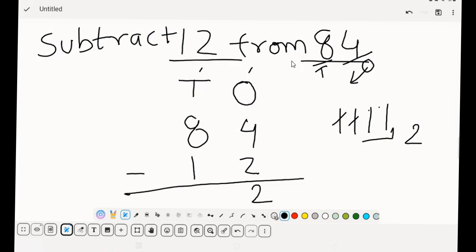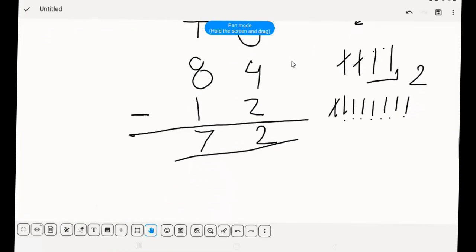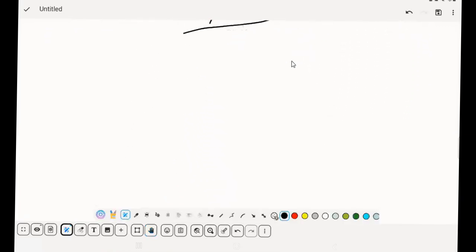And then similarly we have to subtract the tens group. We will draw 8 lines because we need to subtract 1 from 8. 4, 5, 6, 7, 8. We'll cut 1 line from the 8. Then how many remain? 1, 2, 3, 4, 5, 6, 7. Then we will get 7 lines. Then the answer will be 72. Okay, so I hope this is very simple to understand. Let's take one more example.